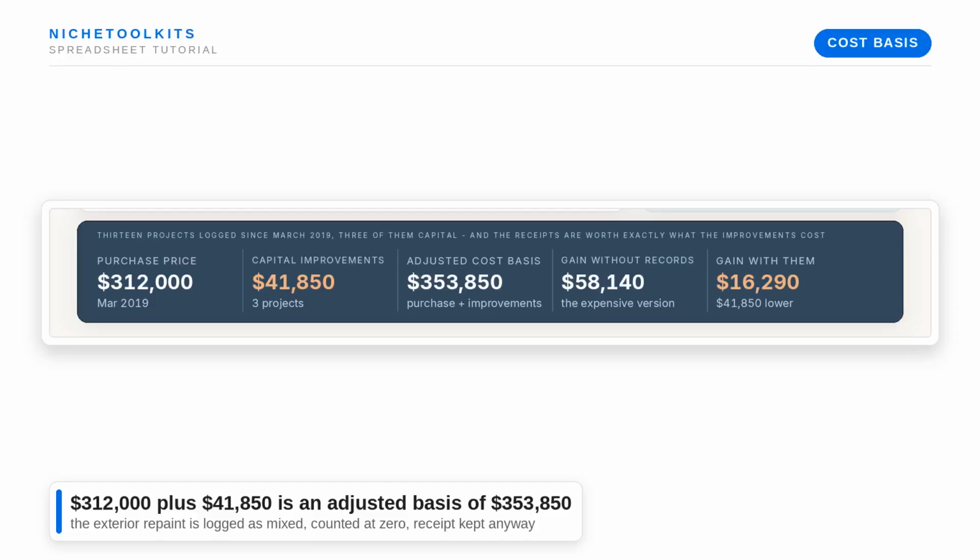The teaching moment is the mixed row. The exterior repaint and trim repair is logged as mixed and counted at 0, because painting is maintenance and the trim work restored what was already there. The receipt is kept anyway.